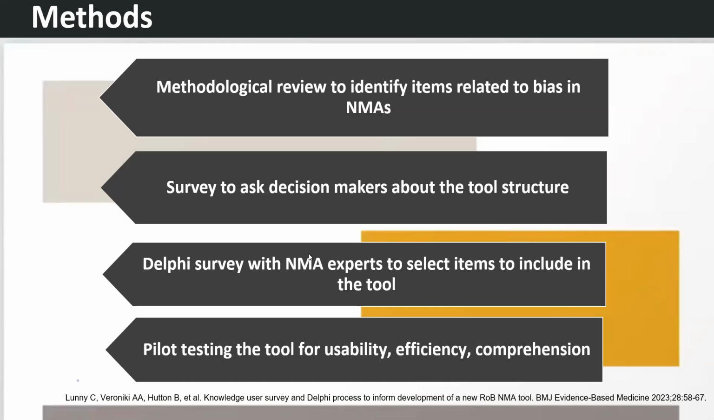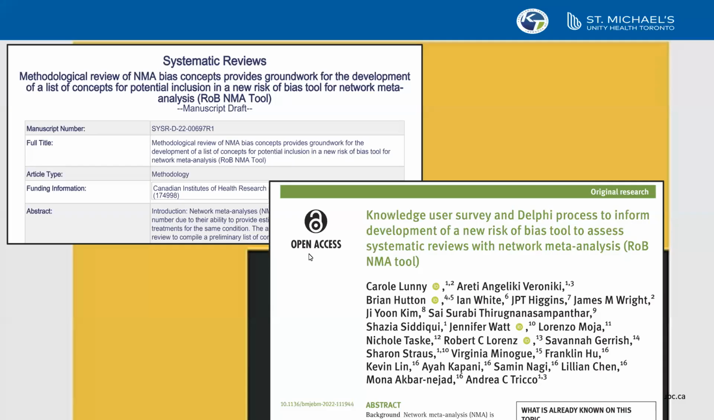The methodological review was submitted to Systematic Reviews a year ago, and only now they said they're going to be publishing it, but I haven't had a further email about that, so it's been taking a while. We're hoping it's going to be published soon. The decision maker and Delphi surveys are published in one combined paper in the BMJ Evidence-Based Medicine journal. So here they are. The top one is actually not under consideration anymore, it's accepted, and then this is the one in BMJ Evidence-Based Medicine.